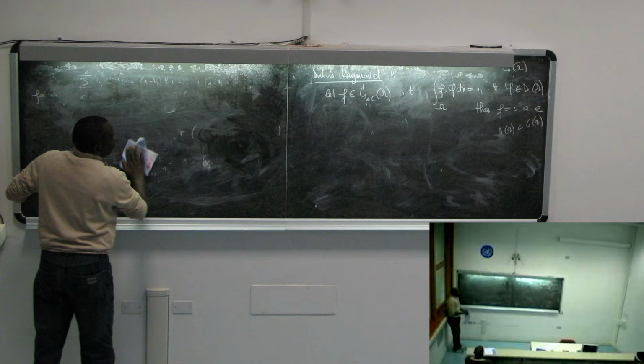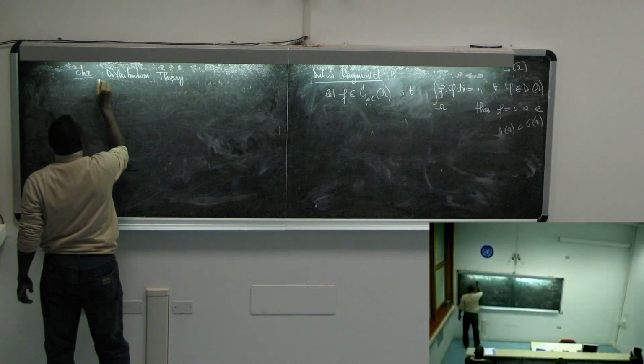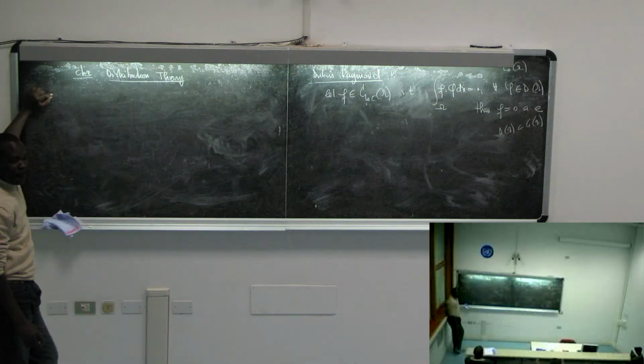Okay? So let us now start a new chapter, chapter 2, distribution theory. So we need to make some notation. Before starting, let me make a comment on what we are going to do in this chapter, so that when I read, I know how to proceed. I know where I'm going.